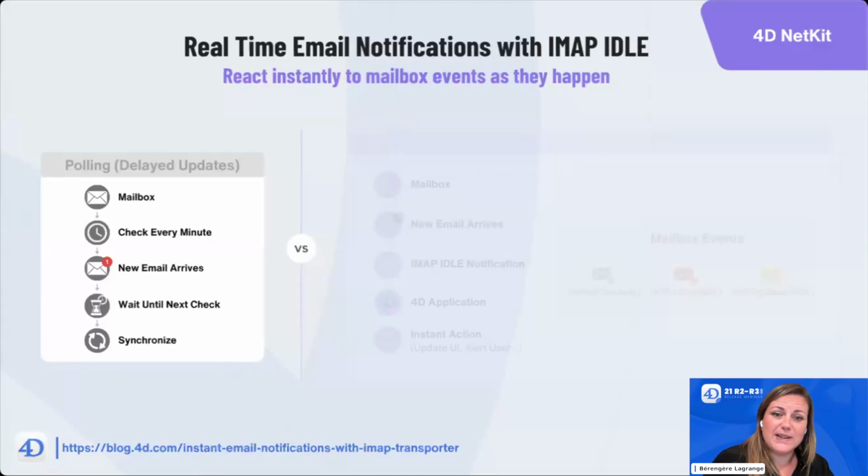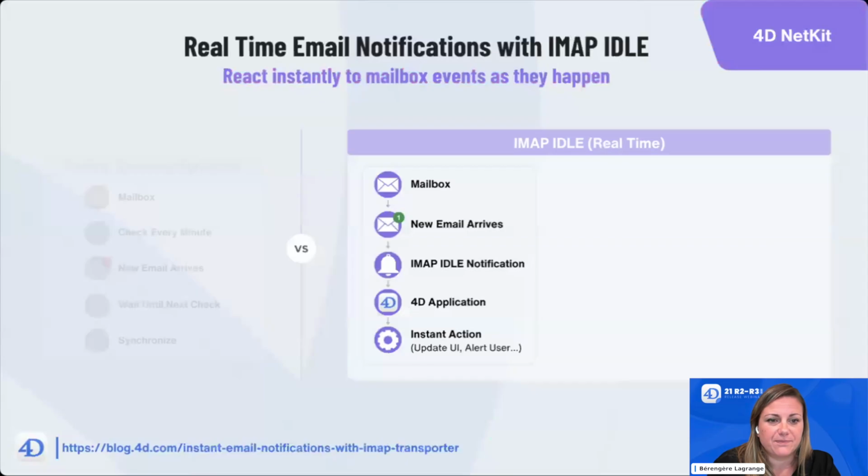The next feature brings real-time email awareness directly into your 4D applications. Traditionally, applications had to poll a mailbox every few minutes to check for changes. With IMAP idle, that model changes completely. Instead of asking the server if something happened, the server notifies your application the moment it happens.